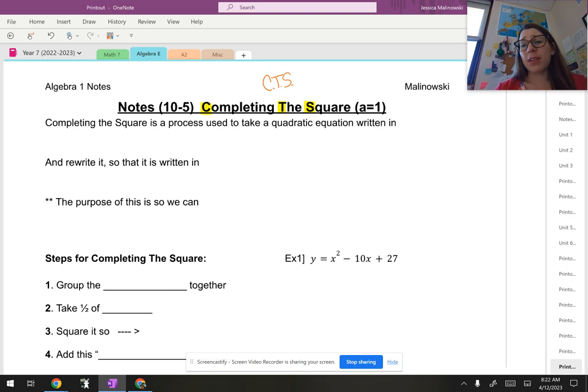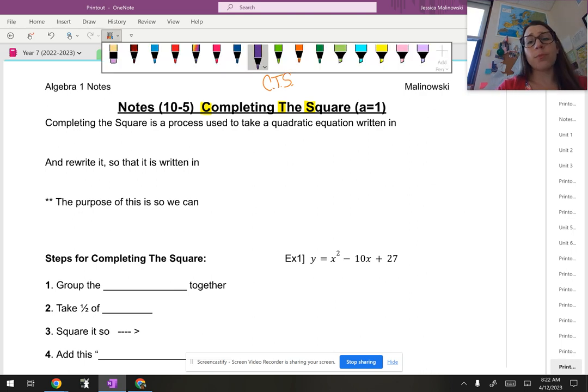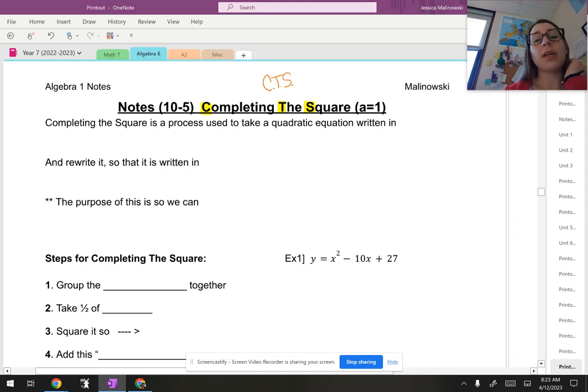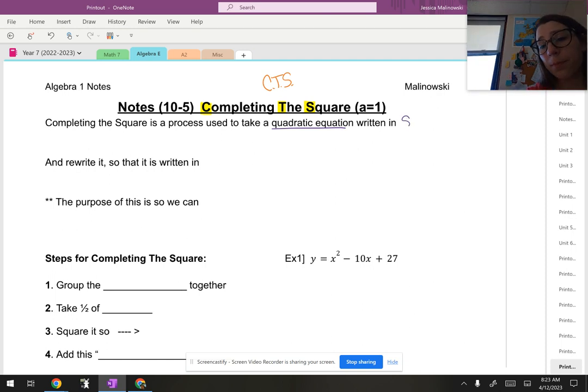So like I said, the Regents exam, they ask at least 2 questions per test on this process. So it is important and it will get asked. So now what it is, completing the square is a process that is used to take a quadratic equation that's written in standard form.